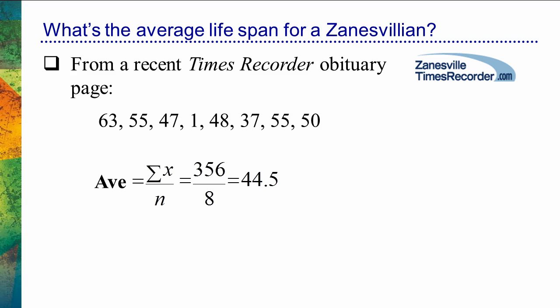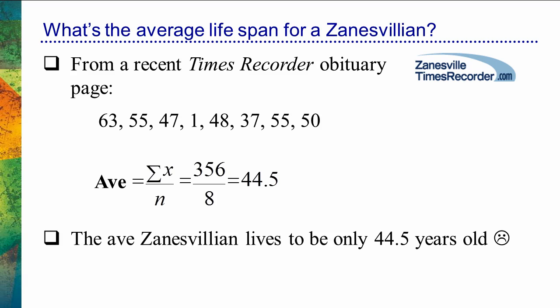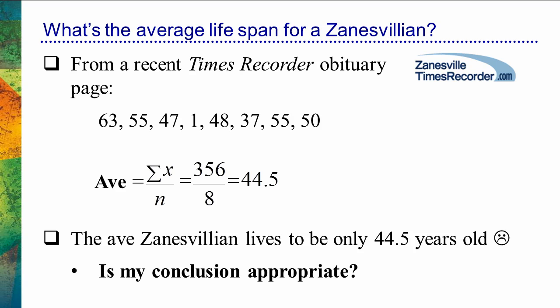So back to our data here. 44.5 is the average age that I computed for Zanesvillian. So my conclusion is that the average Zanesvillian lives to be only 44.5 years old, which I'm sure we would all agree is very young. So my question to you is, do you think my conclusion is appropriate?